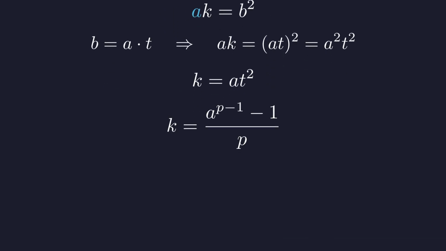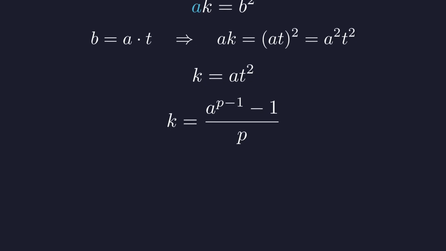But wait, let's not forget what k actually is. It's this specific expression involving a raised to a power. And here's where the contradiction emerges. Think about what happens when we raise a to any positive power, and then look at it modulo a. It's always 0. So when we subtract 1, we get -1 modulo a. This is a fundamental property that's about to create our contradiction.